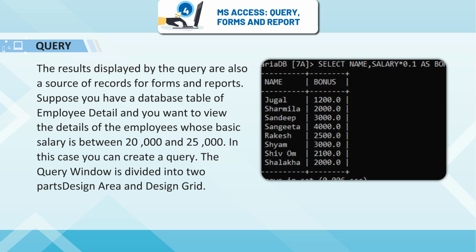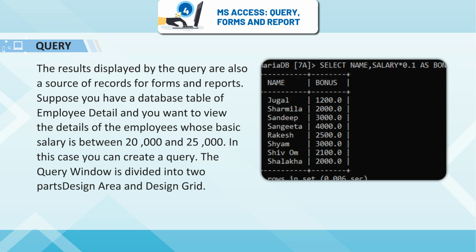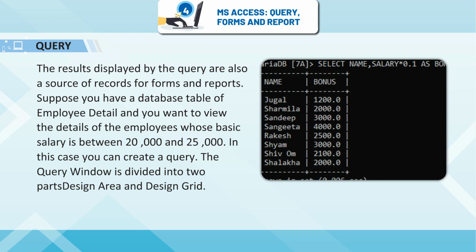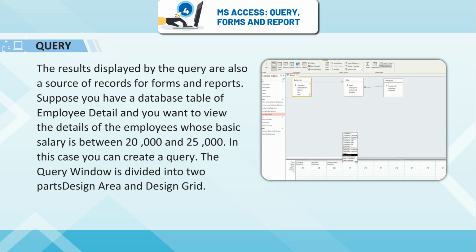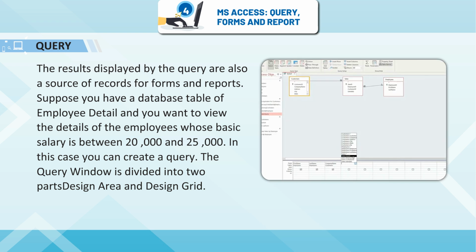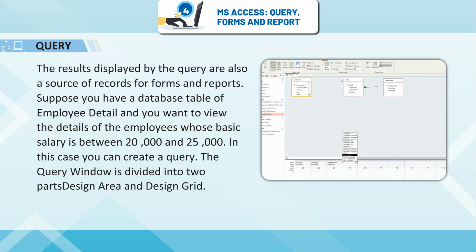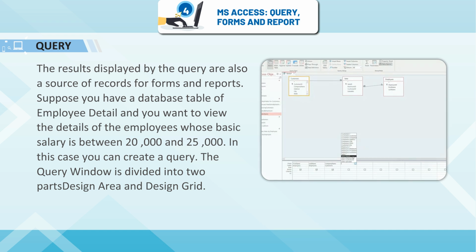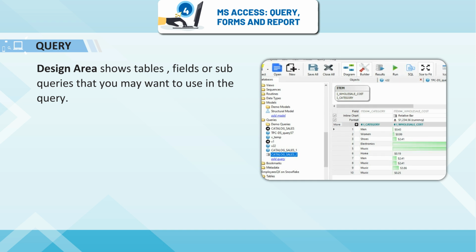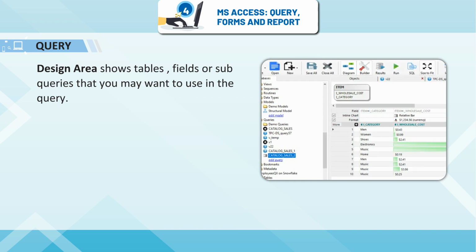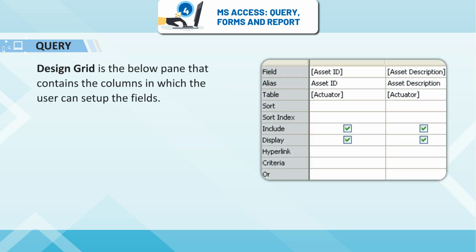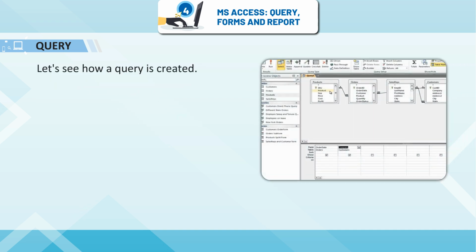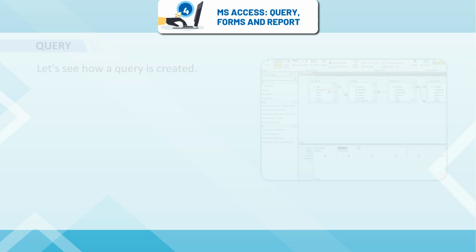Suppose you have a database table of employee detail and you want to view the details of the employees whose basic salary is between $20,000 and $25,000. In this case, you can create a query. The query window is divided into two parts: design area and design grid. Design area shows tables, fields, or subqueries that you may want to use in the query. Design grid is the below pane that contains the columns in which the user can set up the fields. Let's see how a query is created.